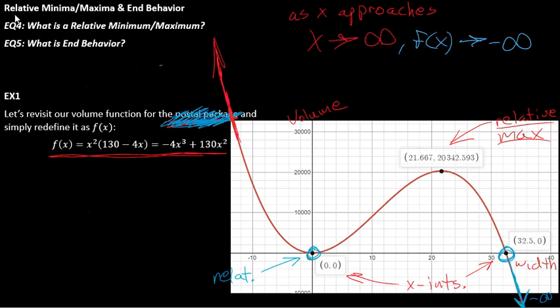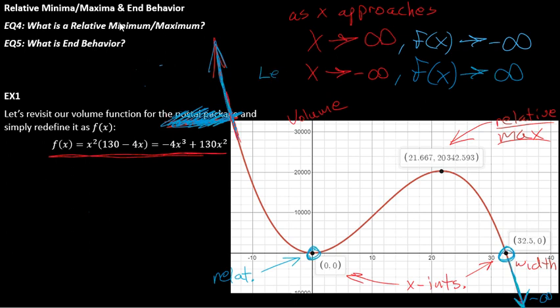Well, what about as x approaches negative infinity? So this would be our left end behavior, right? Over here is negative infinity in the x. So as x approaches negative infinity, what do we see about f of x? Well, f of x goes on and on and on to positive infinity. So as x approaches negative infinity, f of x, or y, approaches positive infinity. Okay, so that would be our left end behavior.